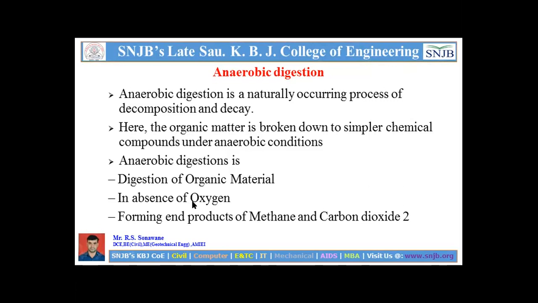The process focus is on what exactly? You can see here, anaerobic digestion focuses on the digestion of organic material in the absence of oxygen, forming end products of methane and carbon dioxide. So the digester produces two byproducts after decomposition and degradation of the different compounds of organic matter: methane and carbon dioxide, and that methane and carbon dioxide is nothing but biogas.